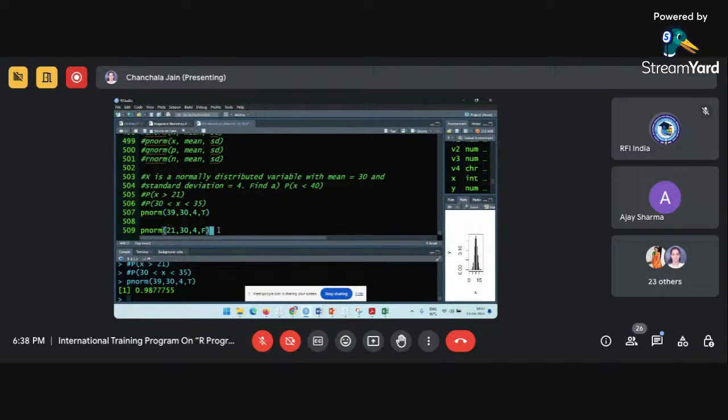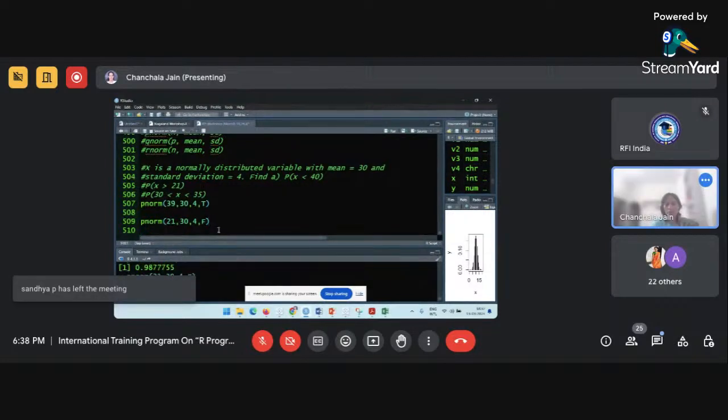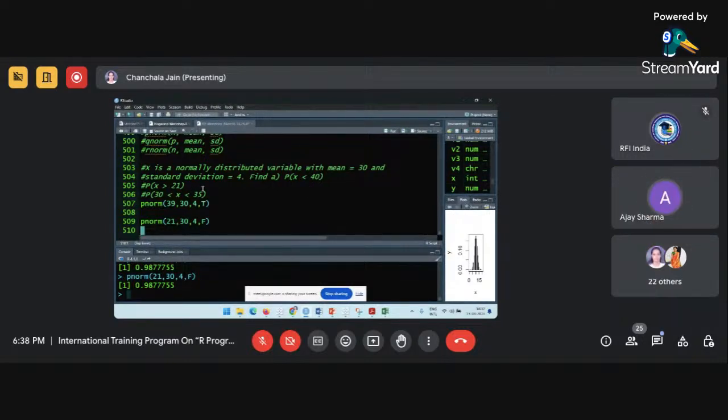May I press Control Enter? Yes, it gives the same answer. Is that fine? No problem. Because we are talking about 40, the middle, it is almost half, so the probability will be almost similar. Right? Now, talking about the next.